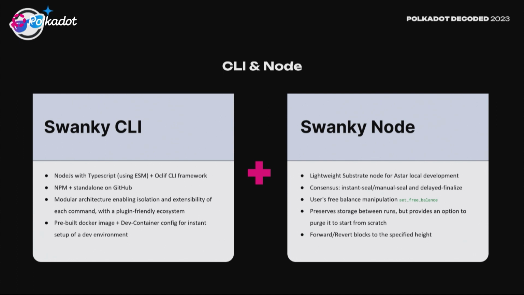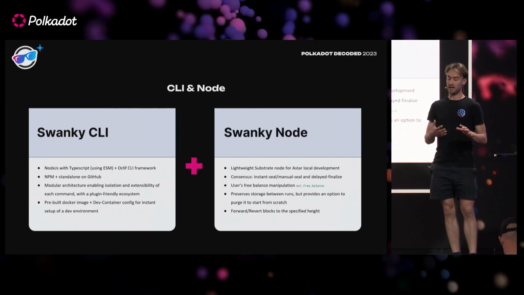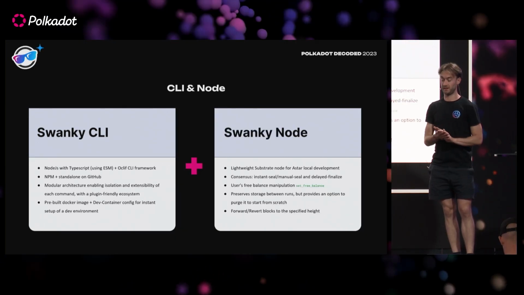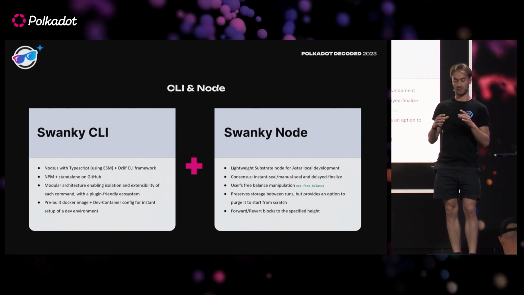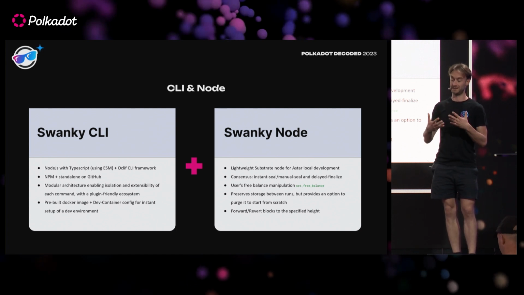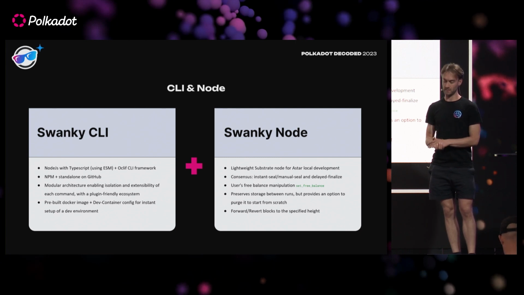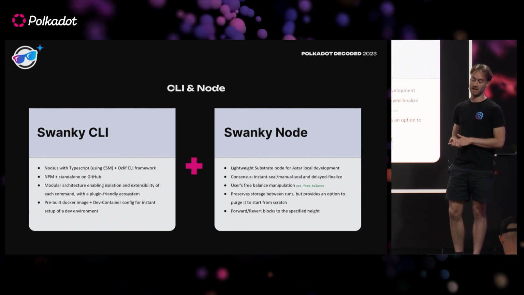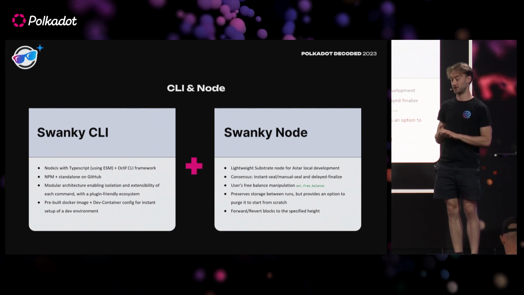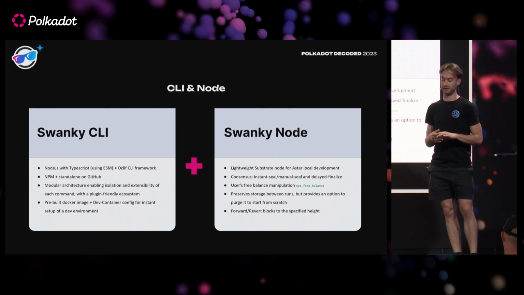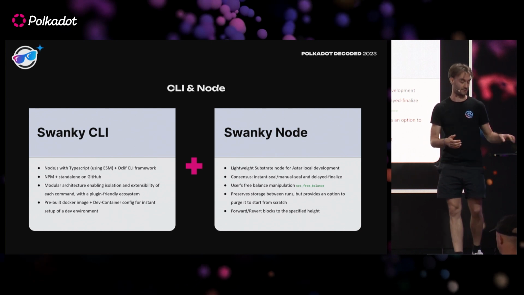And of course, the CLI that we will take some time to explain today. So the backend is just Node.js with TypeScript and using the Oclif CLI framework. It's of course available on npm and as a standalone on GitHub. We created a modular architecture to make it really easy to extend, and each command runs in isolation, so it's really easy to add a new command. And we also added a pre-built Docker image and a dev container for Visual Studio Code, so you can really instantly set up a dev environment.